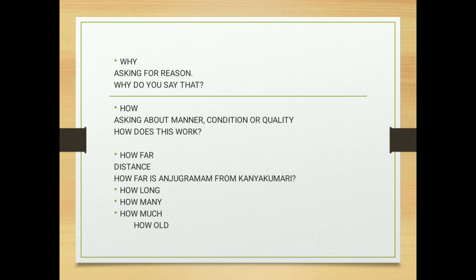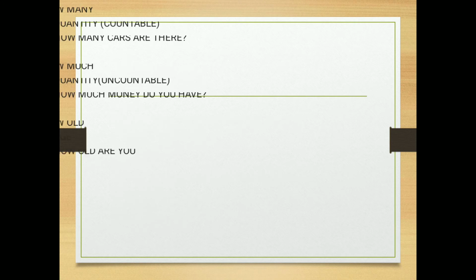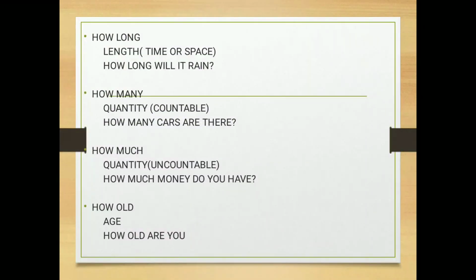And then how long, how many, how much and how old. Now the functions: you can use how long for length, like how long will it rain. How many is in the sense of quantity, which is countable. How many cars are there? How much is again quantity but for uncountable things. How much money do you have? And how old is about age. How old are you? How old is this building?